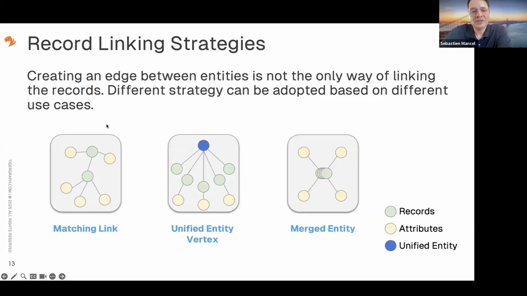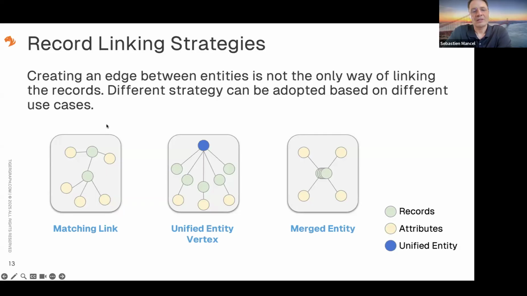All right, so now you've resolved entities. The next step is linking these records together. And there are a few approaches to do this, depending really on your use case. On the left-hand side, we have matching links. This is the simplest approach. Records are linked directly through shared attributes, like two customers tied to the same phone number or address. These records remain distinct, but connected for analysis.